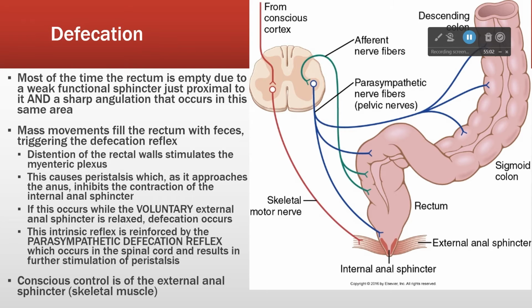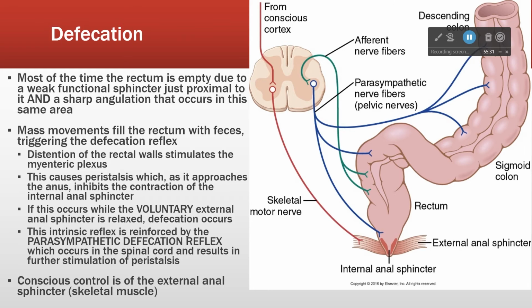Now, at some point, a mass movement is going to fill the rectum with feces. So whatever was in the descending colon and sigmoid colon is going to get moved into the rectum. That's going to cause distension, right? So the rectum is going to get stretched out a little. That distension is going to stimulate the myenteric plexus, like it always does, right? Distension of the GI tract results in contractions from the smooth muscle.